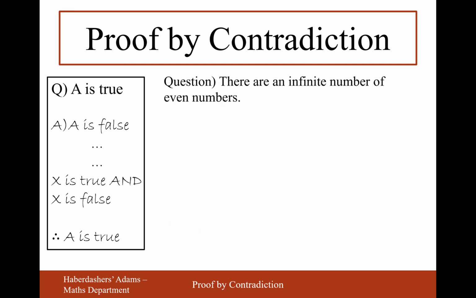Okay, so let's move on to the next question. The question is, prove that there is an infinite number of even numbers. So even numbers are integers, and we'll start by assuming the opposite of this statement. So we'll assume that there is a highest. Assume there is a highest even number.